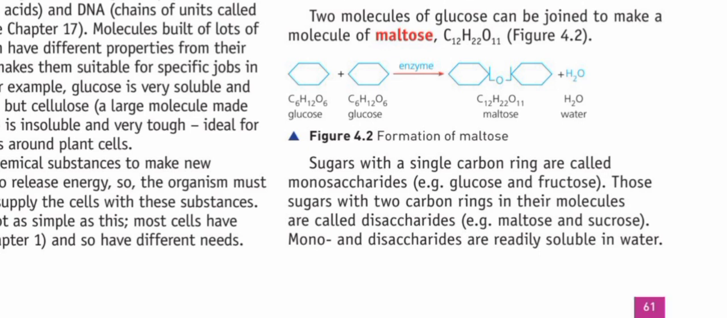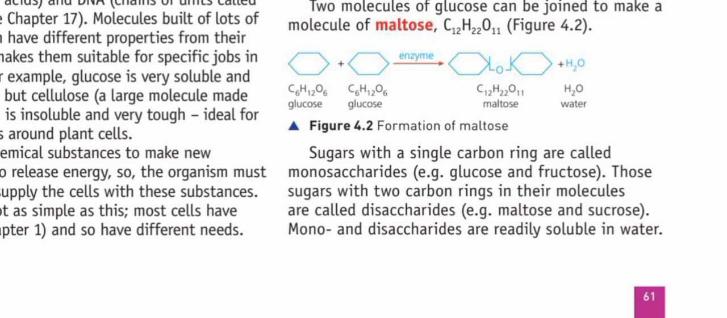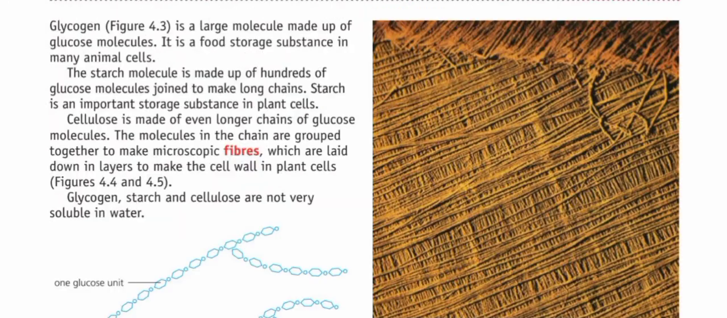Now we discuss the disaccharides. Disaccharides are sugars made up of two monosaccharide molecules that join together. Examples include maltose and sucrose. These sugars are also soluble in water, which helps them move easily in the biological system. Now we discuss the complex carbohydrates. Many glucose molecules can join together to form large carbohydrate molecules that are known as polysaccharides. The important polysaccharides mentioned in this book are glycogen, starch, and cellulose.